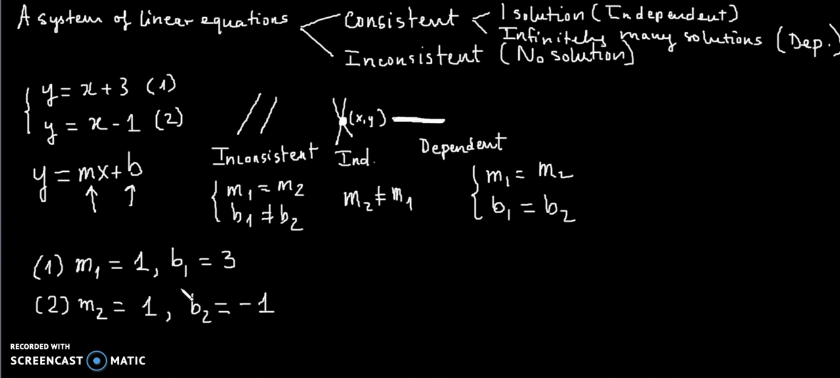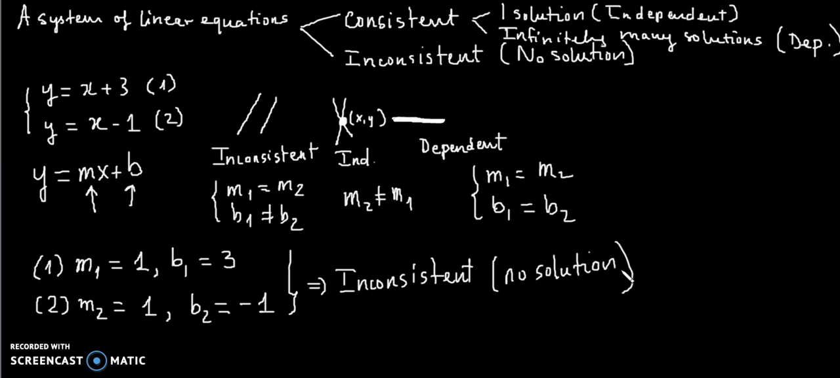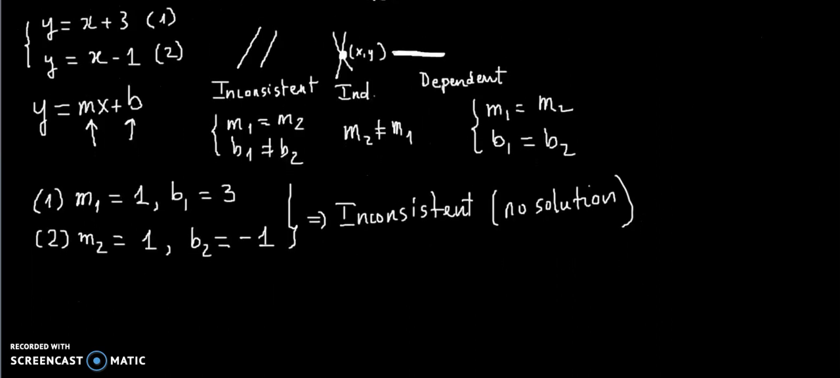Alright, so what type of system is it? Same slope, different y-intercept, so we can conclude this is inconsistent. And look, without having to solve the equations, we can tell immediately whether the system has a solution or not. So this has no solution. Now for curiosity's sake, we're going to solve this system anyway.